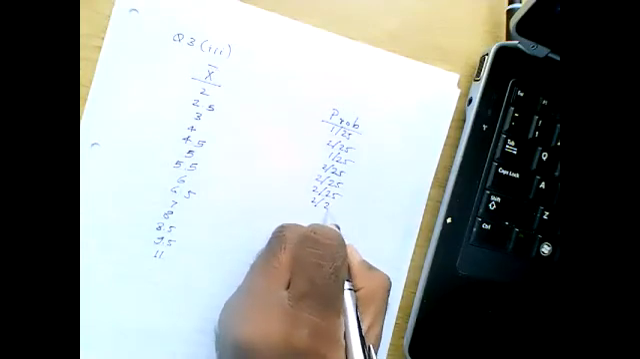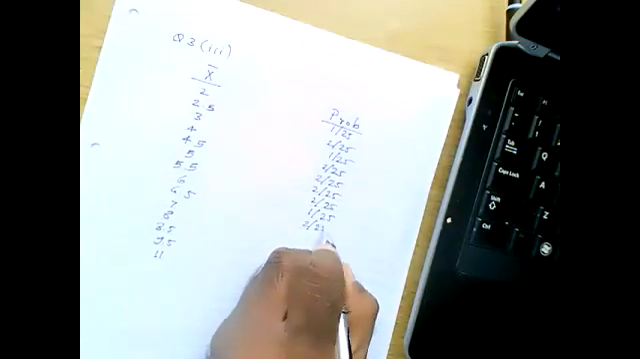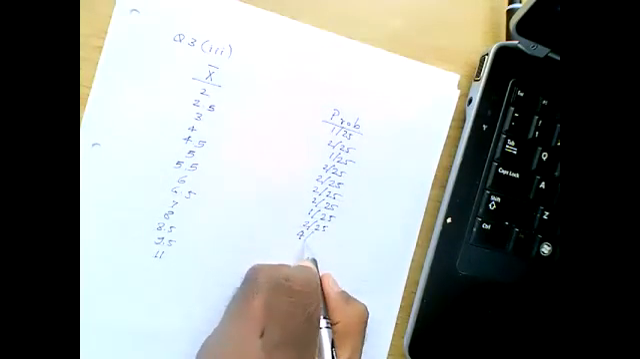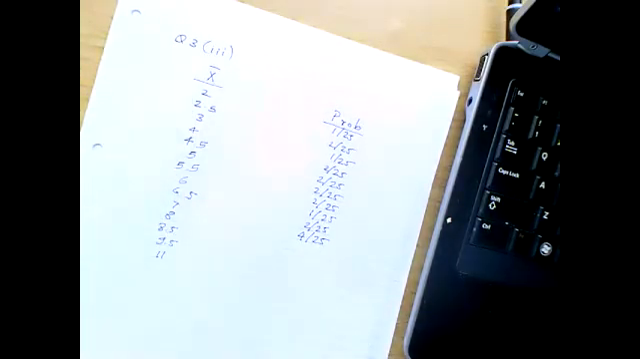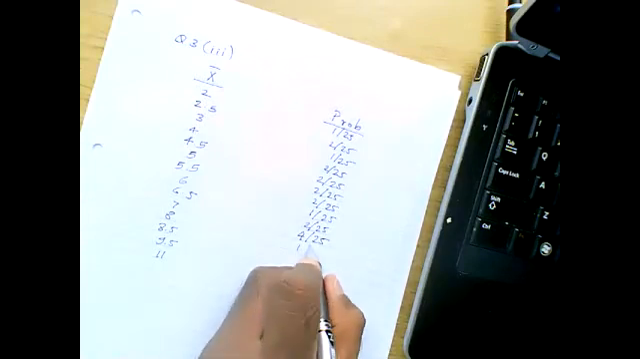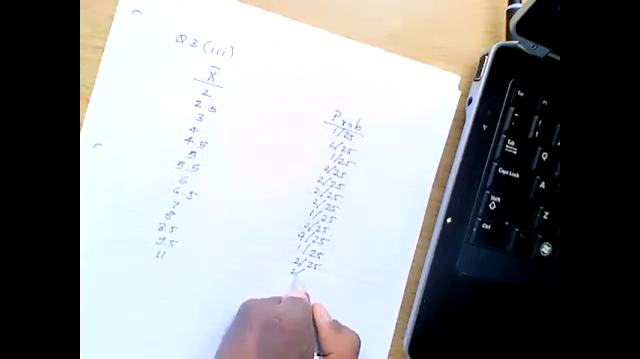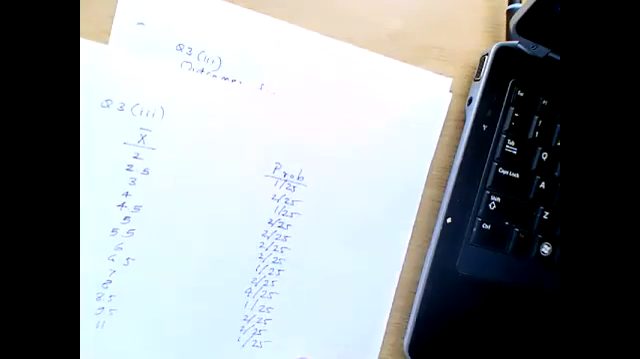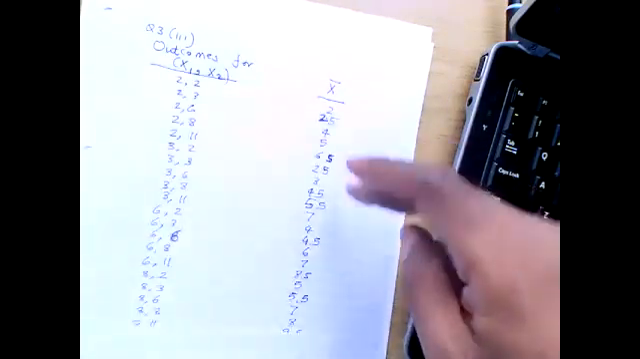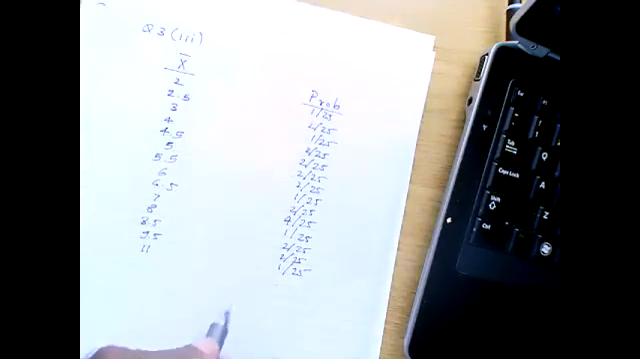And 2 over 25, 1 over 25, 2 over 25. And for 7, you have 4 different values, 4 different outcomes corresponding to x bar equal to 7, right? This is 1 over 25, 2 over 25, 2 over 25, and 1 over 25. All right, so this table here is extracted from the bigger table, right? So this gives you the different possible values for x bar and the corresponding probabilities.